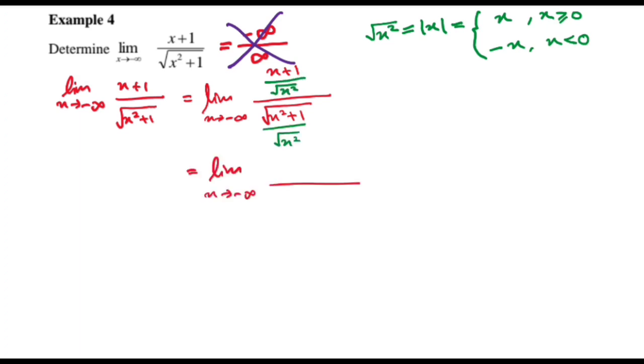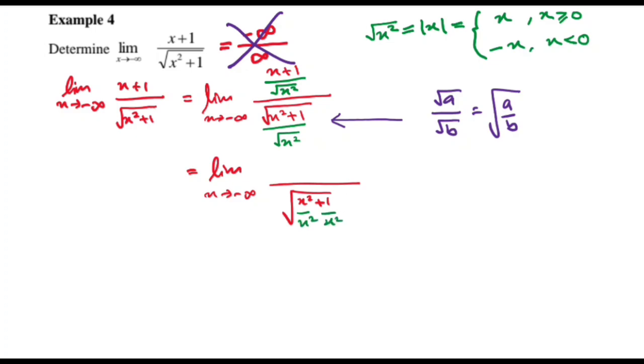Now, at the denominator, we have square root of x squared plus 1, divided by square root of x squared. We have to use the property of square root of a over square root of b equal to one big square root of a over b, because it's easier for us to simplify the values. Put everything in one big square root and then divide each of the terms by x squared. Why each of the terms? Because this is a fraction, and when you divide by one denominator, then you can separate it into two like this.